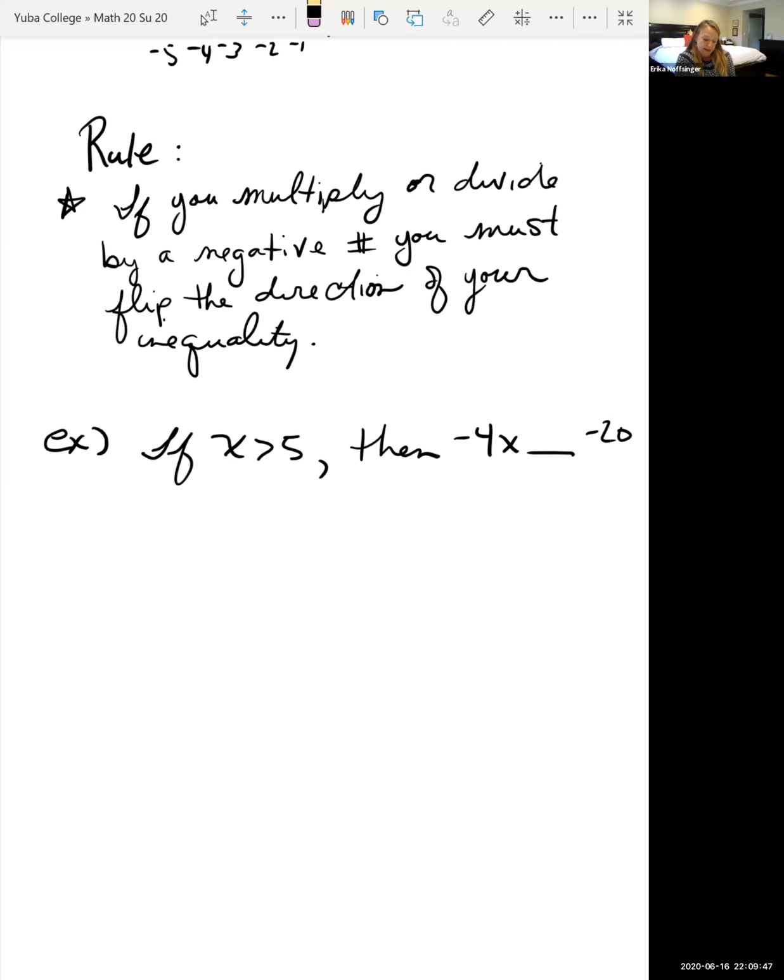So look at this and see what you are doing to both sides of your inequality to manipulate that x is greater than 5 to get it as -4x is what to -20? You're multiplying by a negative, right? You're multiplying both sides of this inequality by -4. And since you're multiplying both sides by a -4, this is flipping the inequality sign. And so instead of being greater than, it's going to be less than.